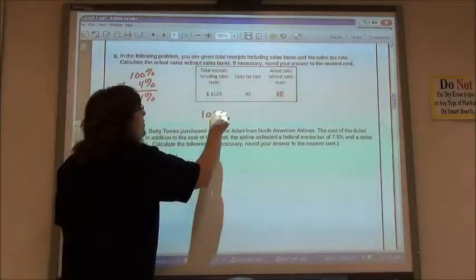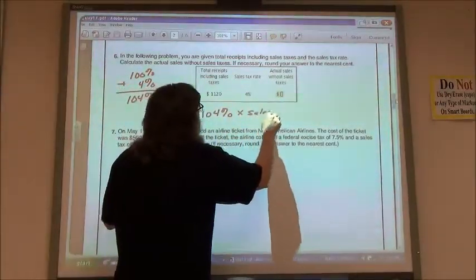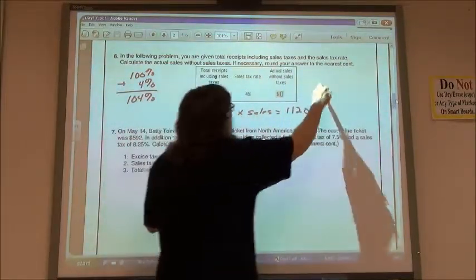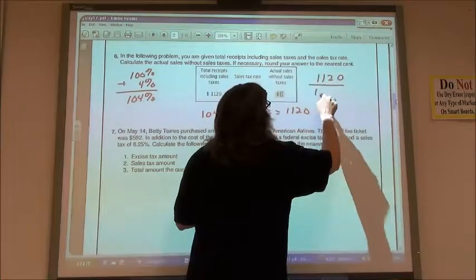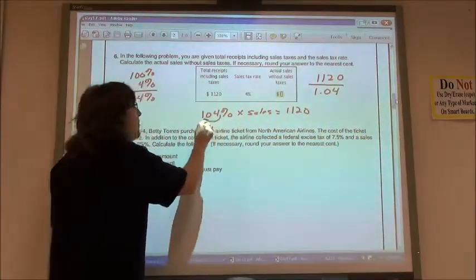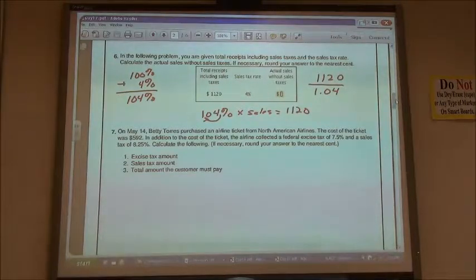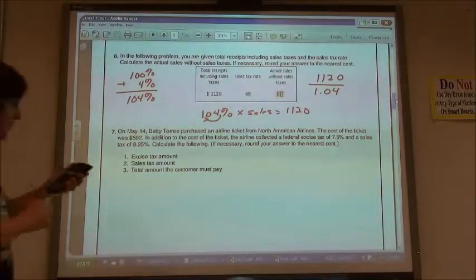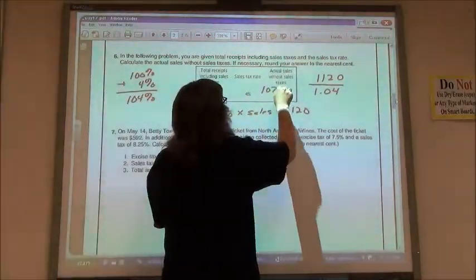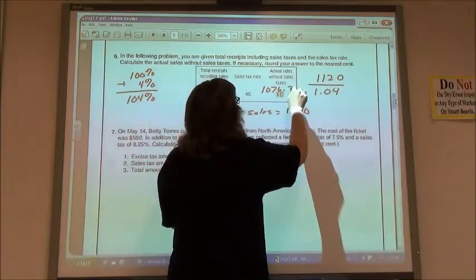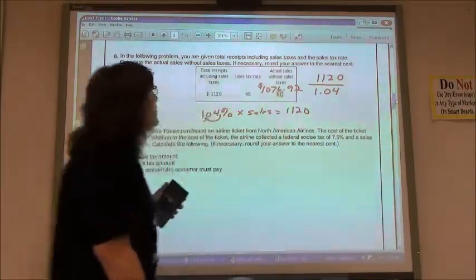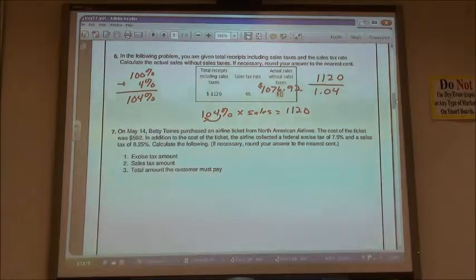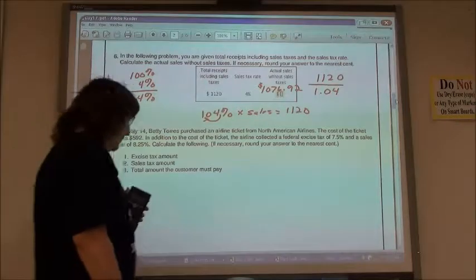So 104% times our sales equals the 1,120. So we take 1,120 divided by 1.04, moving my decimal back 2 places to change it to a decimal instead of a percent. So 1,120 divided by 1.04 gives me $1,076 and then I have 0.923, so I just leave it at 0.92. $1,076.92.